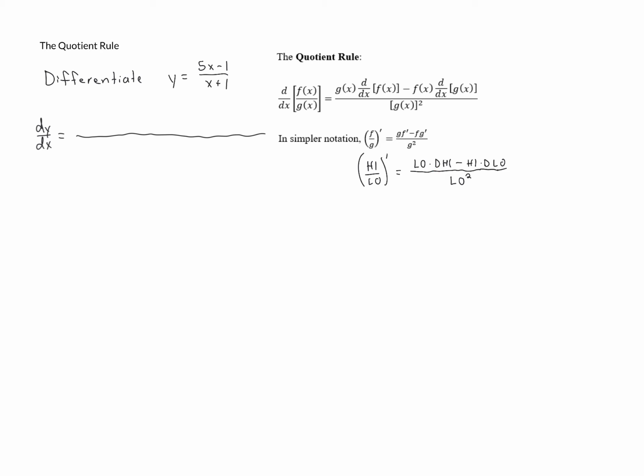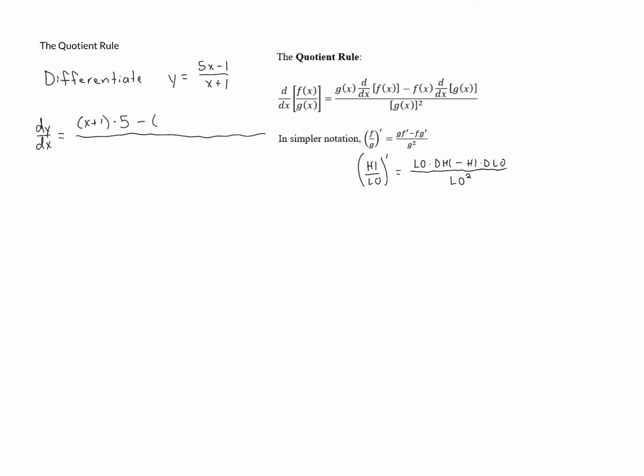Low d high means we take the low function, which is x plus 1, times the derivative of the high function. What's the derivative of 5x minus 1? Well, the derivative of 5x is 5, and the derivative of a constant is 0. So we just end up with 5 there. So that's low d high. And then we have minus high d low.